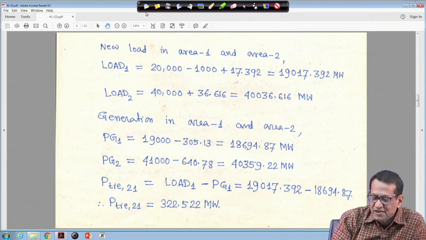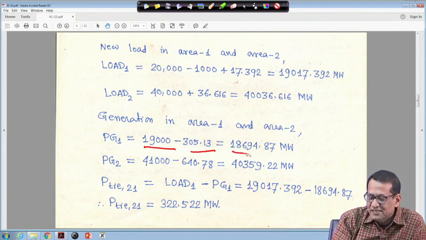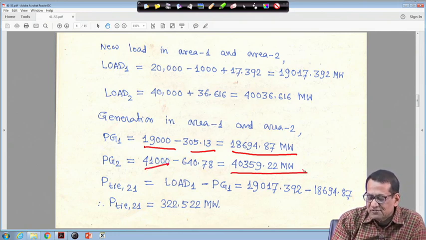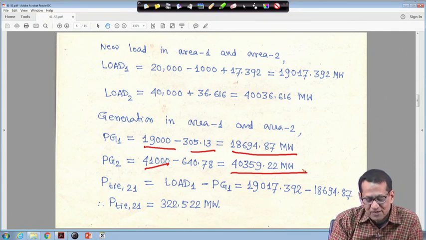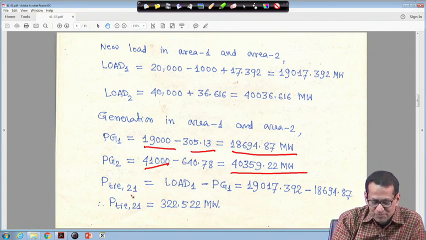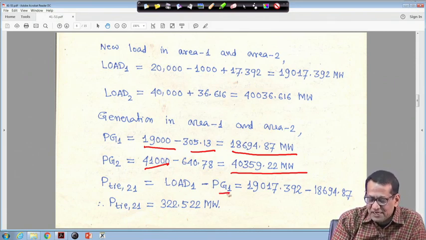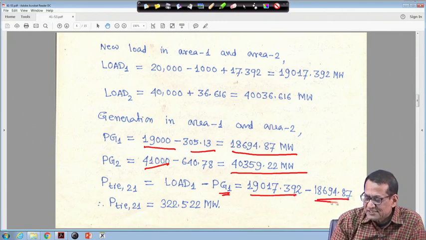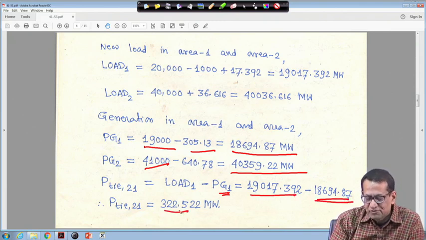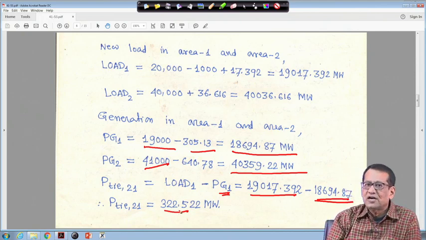Now, generation in area 1 and area 2. It will be 19,000 minus this much, right. So, it will be 18,694.87 megawatt, and Pg2 will be 42,000 minus 640.78. So, 41,359.22 megawatt. And P tie 2-1, it is flowing from 2 to 1, because in the diagram the direction is given 2 to 1. So, it will be load 1 minus Pg1. So, it is 322.522 megawatt, right.